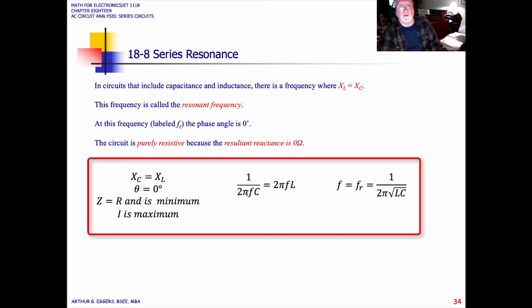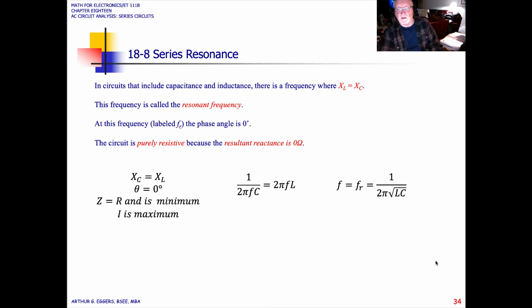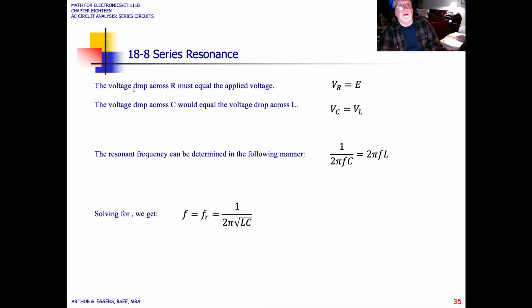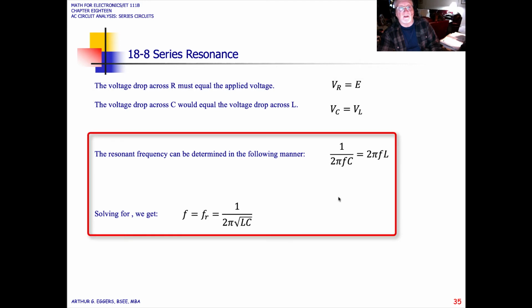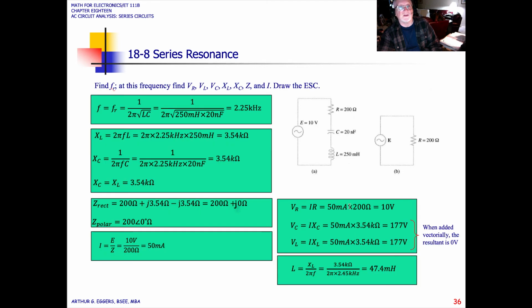Okay, 1 over 2 pi FC is equal to 2 pi FL, and when we solve this expression for the resonant frequency, all we have left is 1 over 2 pi square root of LC. So the voltage drop across the resistor must equal the applied voltage, and the voltage drops across each of the capacitor and the inductor are the same. So we can end up then solving for the resonant frequency.